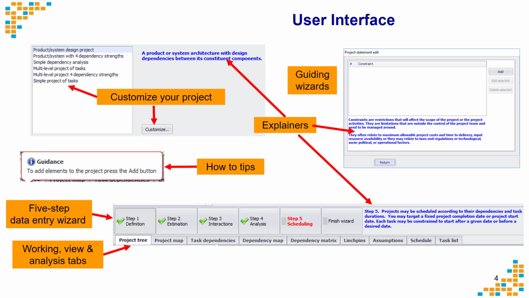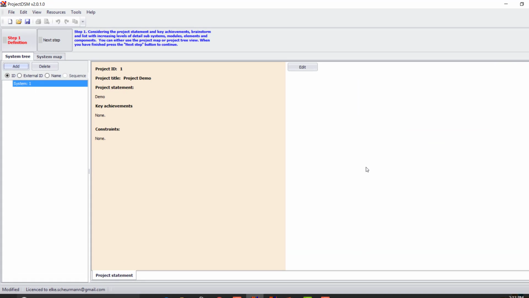The user interface for ProjectDSM has a number of elements. We've tried to make the user interface as friendly as possible with the incorporation of a step-by-step wizard for data entry, a number of explanatory texts which you see on the screen in blue, various guiding wizards to help you through the process, and a number of pop-up guidance boxes which indicate which button to start with.